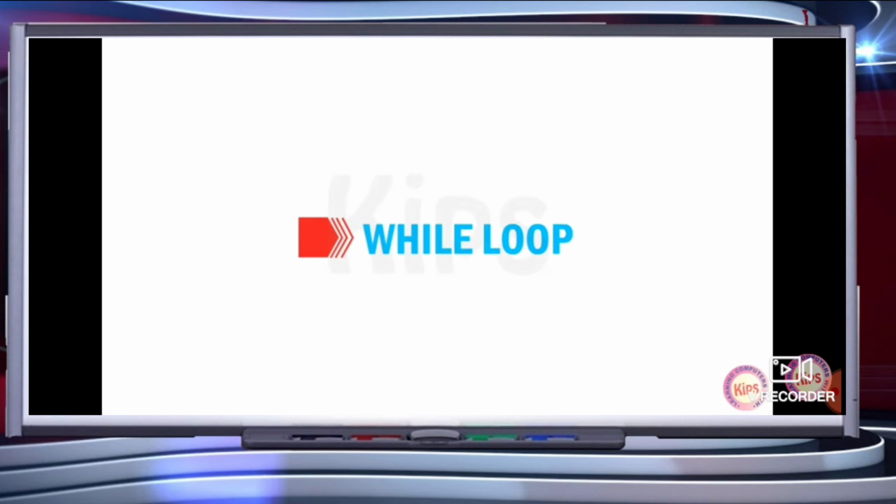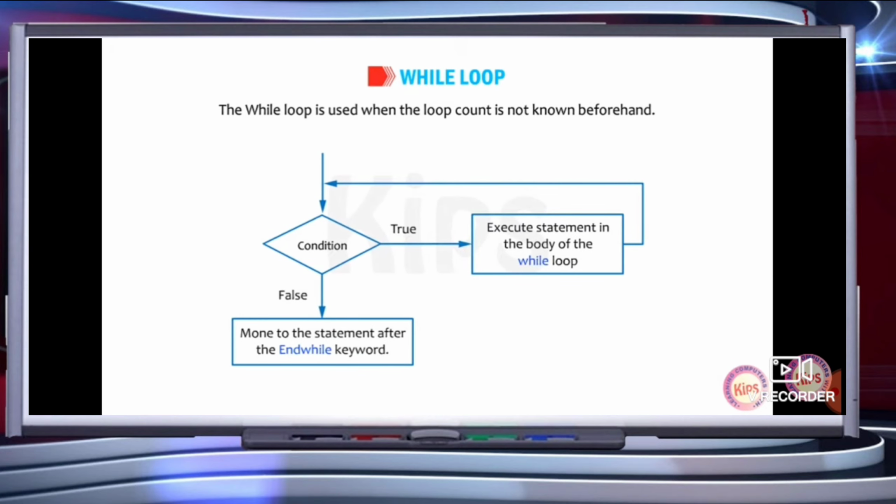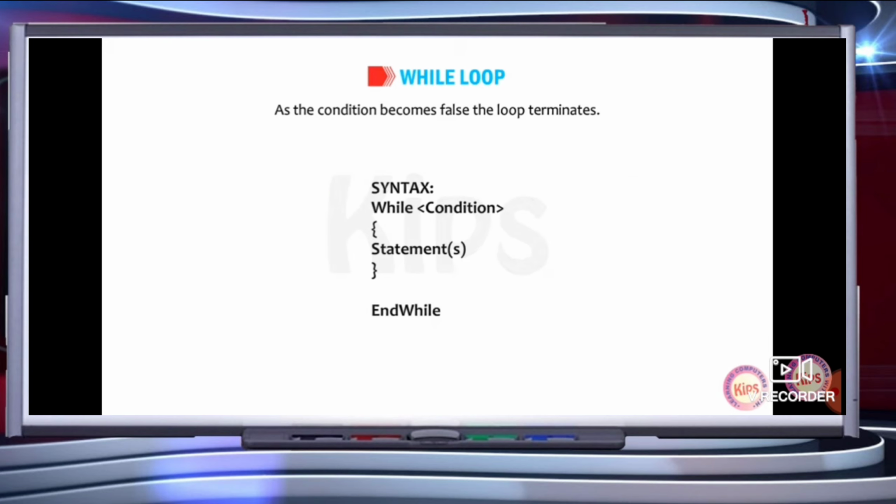Now, the while loop. The while loop is used when the loop count is not known beforehand. It is determined by the result of the specified condition. The condition given after While evaluates to either true or false. The while loop repeats the instructions until a given condition is true. As the condition becomes false, the loop terminates.